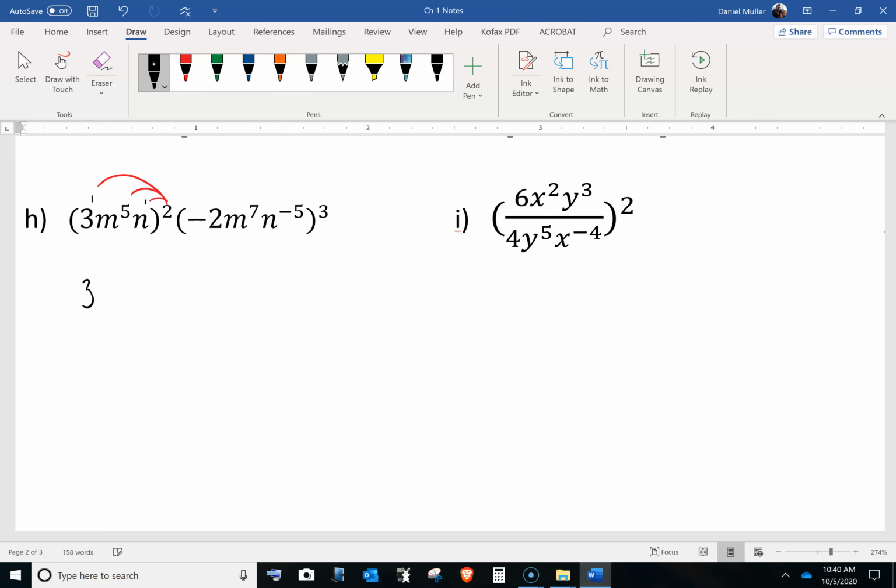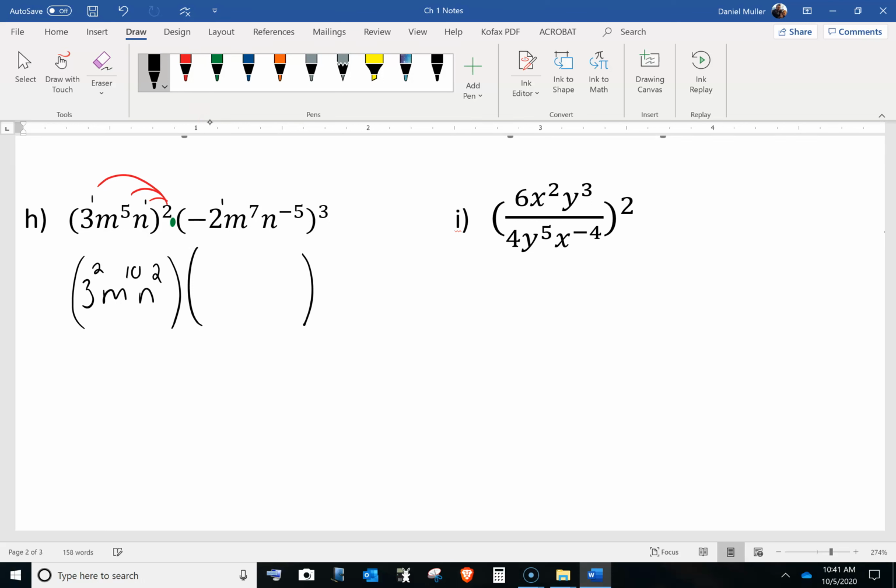leaves me with 3. 1 times 2 is 2. m: 5 times 2 is 10. And n: 1 times 2 is 2. So I have that. And then I'm multiplying here, so I have to put another set of brackets. I have a 3. And let's just write, okay, I've got a 2 to the 1 right there.